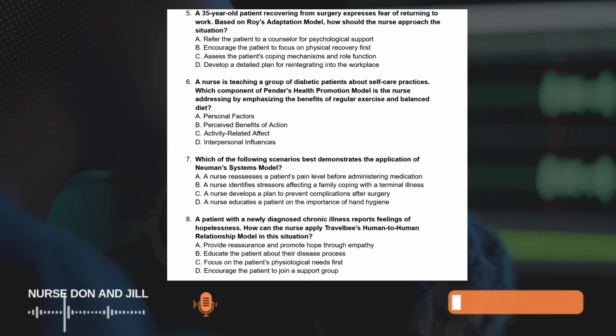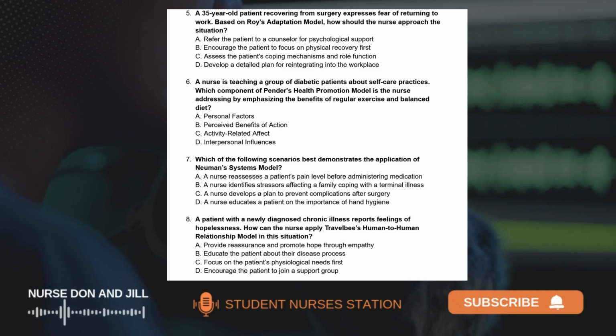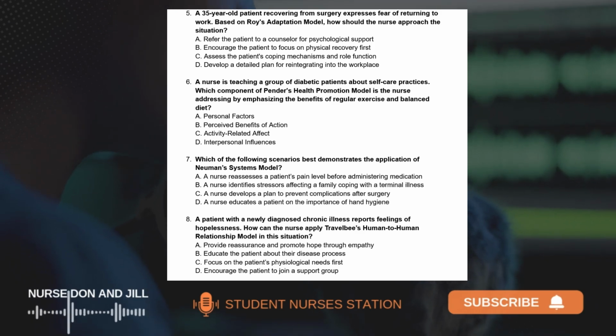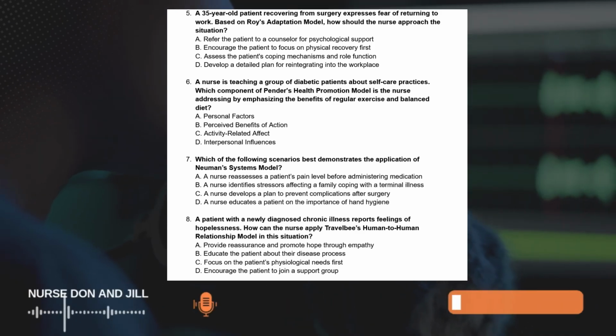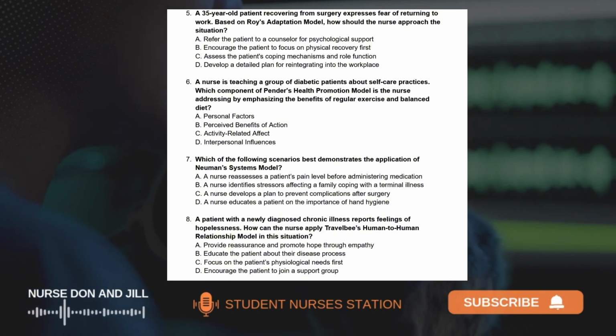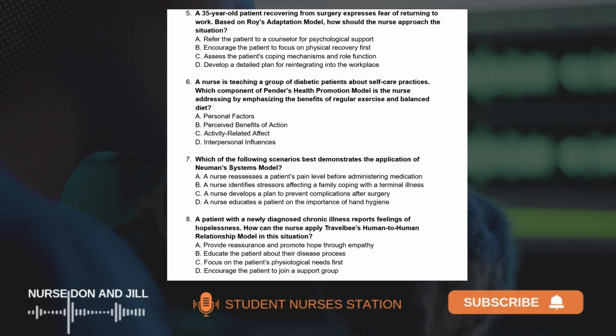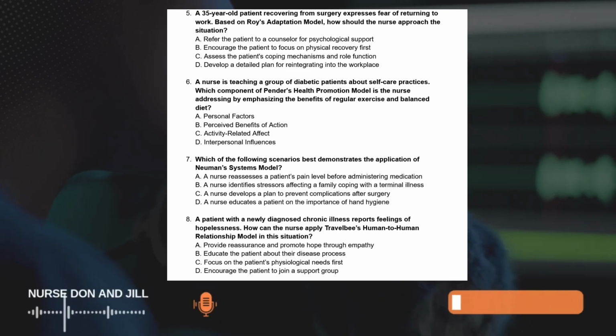Exactly. This reminds me of a patient I have in clinicals. He was having a tough time managing his diabetes. He just didn't see the point in changing his diet or exercising. But when we talked about his goals, like playing with his grandkids without getting tired, he started to get it. We connected those lifestyle changes to what he wanted to accomplish, and he became a lot more motivated. That's a great example of how Pender's model works in real life.